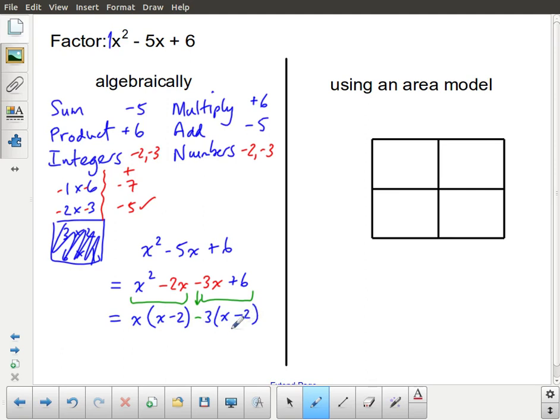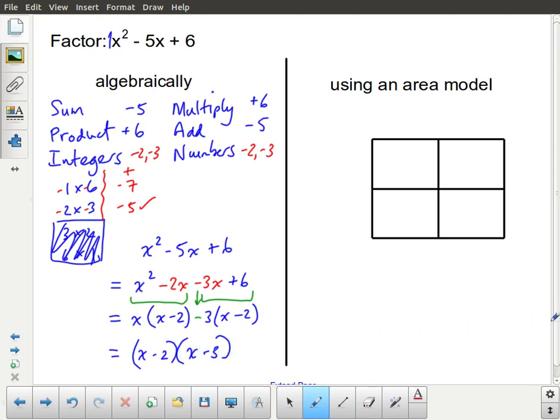Another thing you need to be looking for is that these two factors, the things in the brackets, should now be the same. If this is factorable, and if you've done things correctly here, this should be the same. X minus 2 is a common factor, and x minus 3. And now this is in factored form.